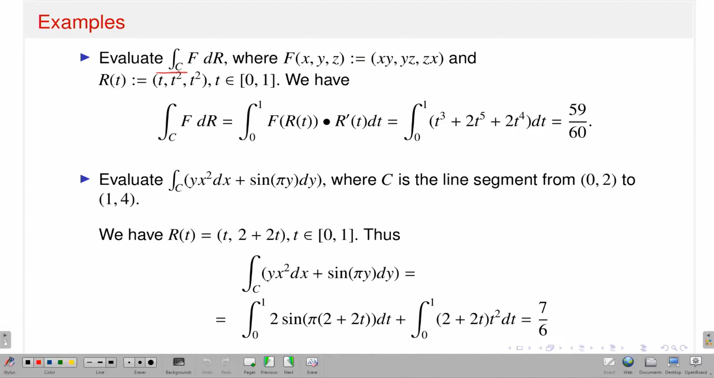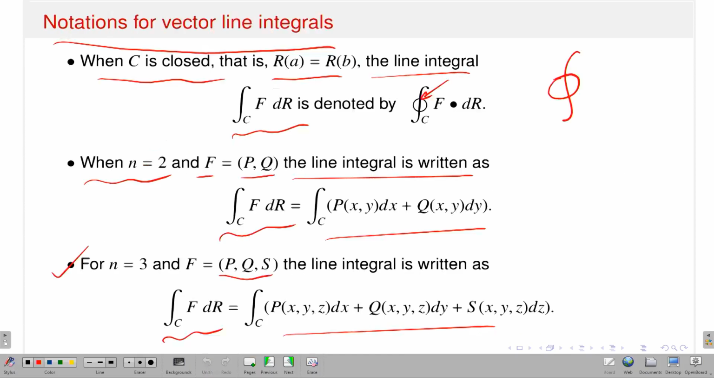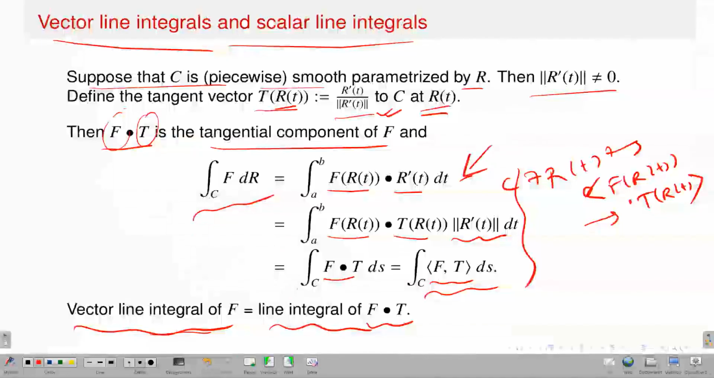For example, I want to calculate this vector line integral of capital F over C, and what is my C? C has a parameterization: t comma t square, comma something, with t running from 0 to 1. So C is a curve in R3, and my vector field is the function capital F from R3 to R3, (x, y, z) going to (xy, yz, zx). Now what is the formula? The integration over C of capital F dr, look at this formula.